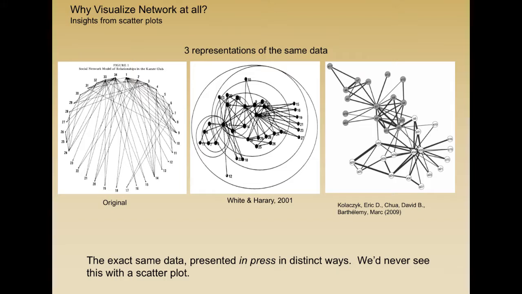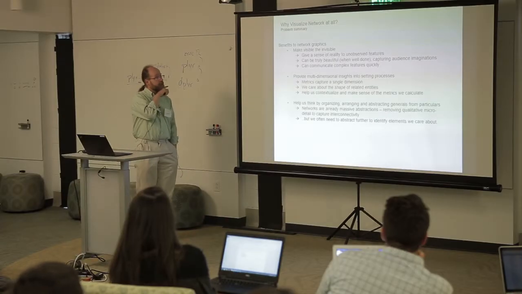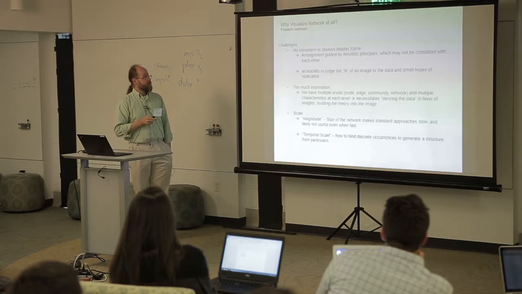And so what you'd like to do is come up with something elegant like we've done for scatter plots, like the gapminder type of thing where you can build in these multiple layers, but do it in a way that represents network space in a way we like. So how might we do that?